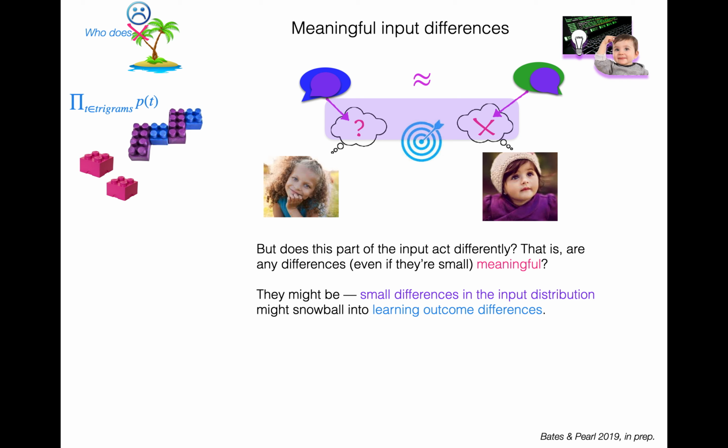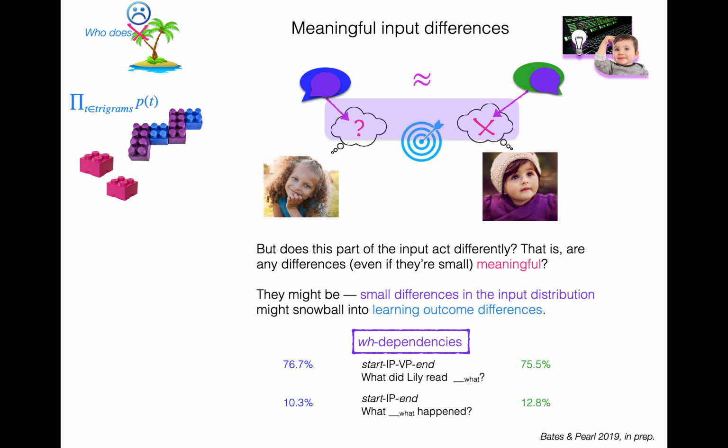This part of the input looks pretty similar, but does this part of the input actually act differently? That is, are any differences, even if they're pretty small, meaningful? Because there were differences. Our JS divergence wasn't 0, right? But they're small. But are they meaningful? They might be, because small differences in the input distribution could snowball into learning outcome differences.